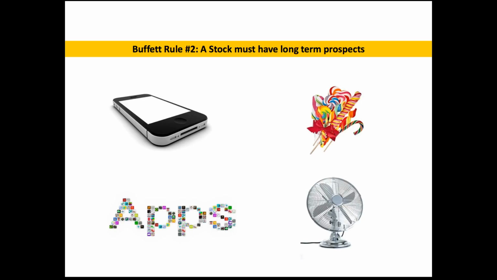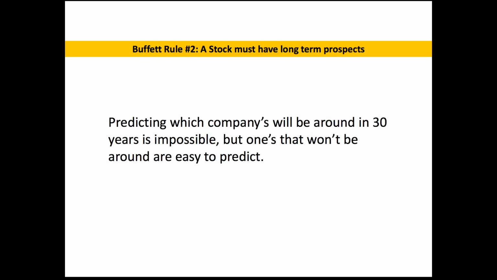So when you look at investing, Apple's an unbelievable company. I'm recording this video right now on an Apple computer. I love their product, but I would probably have a very difficult time buying their stock simply because I have no idea if that company is still going to be the #1 selling computer manufacturer in 30 years from now. So when we talk about long-term prospects, this is what we're really talking about. This is the assessment that you have to do regardless of how much you might like a product or a company. Predicting which companies will be around in 30 years is impossible, but ones that won't be around is a little bit easier to predict.